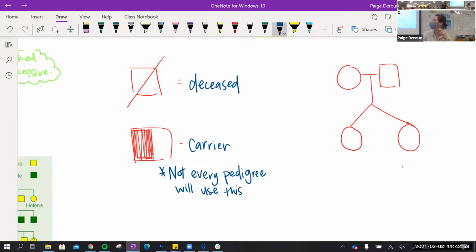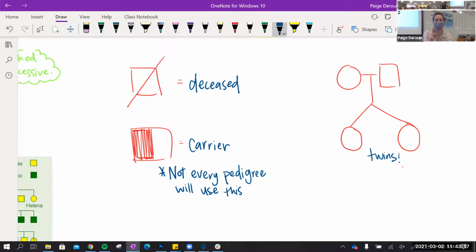Okay. Also, sometimes you can see this situation. So normally children are shown with straight lines down, but sometimes you can see this slanty line. What do you think this means? Anyone want to guess? Identical twins. It is twins. Yeah, good. So this is twins.